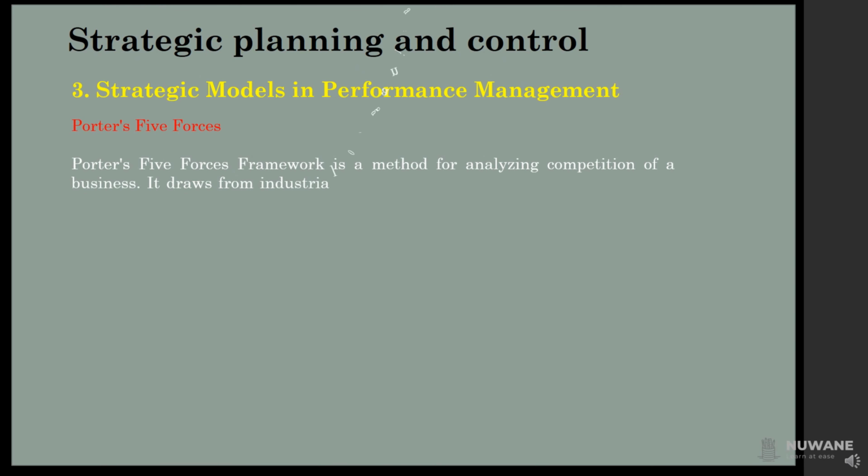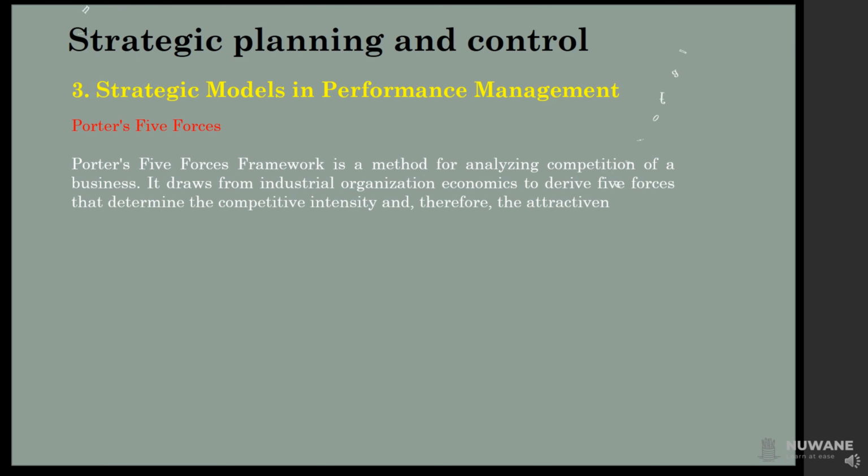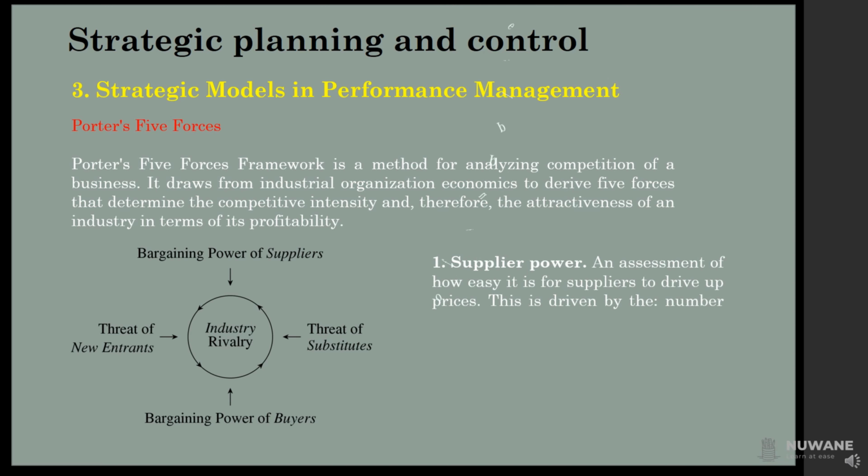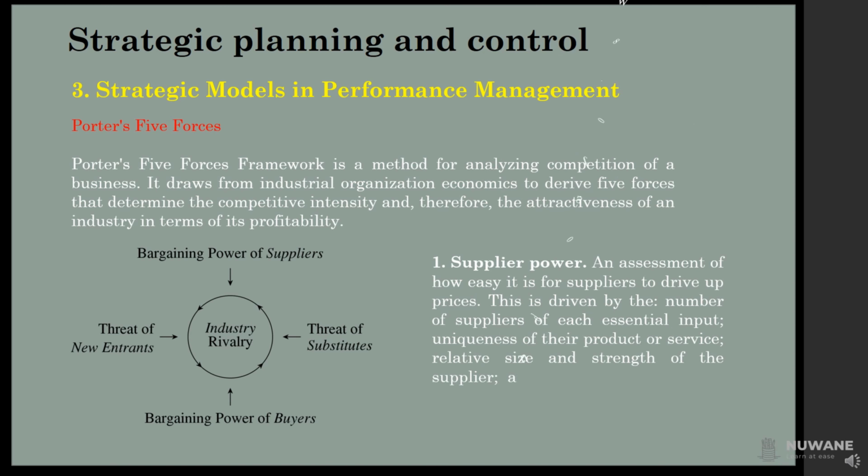It draws from industrial organization economics to derive 5 forces that determine the competitive intensity and, therefore, the attractiveness of an industry in terms of its profitability. Force number 1, supplier power. An assessment of how easy it is for suppliers to drive up prices. This is driven by the number of suppliers of each essential input, uniqueness of their product or service, relative size and strength of the supplier, and cost of switching from one supplier to another. This force is also called bargaining power of suppliers.